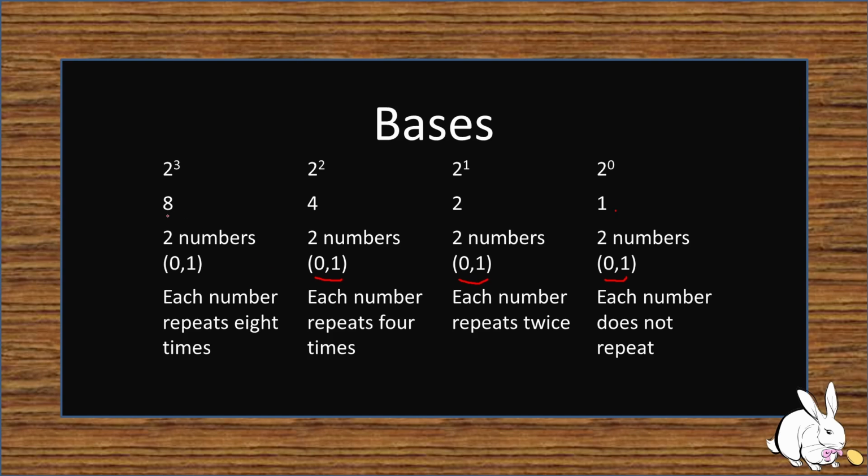2 to the power of 3 is equal to 8. So once again we are dealing with base 2, so each number is represented as either a 0 or a 1, as mentioned previously with all the others as well. But it means that each number is now going to be repeated 8 times within each sequence.